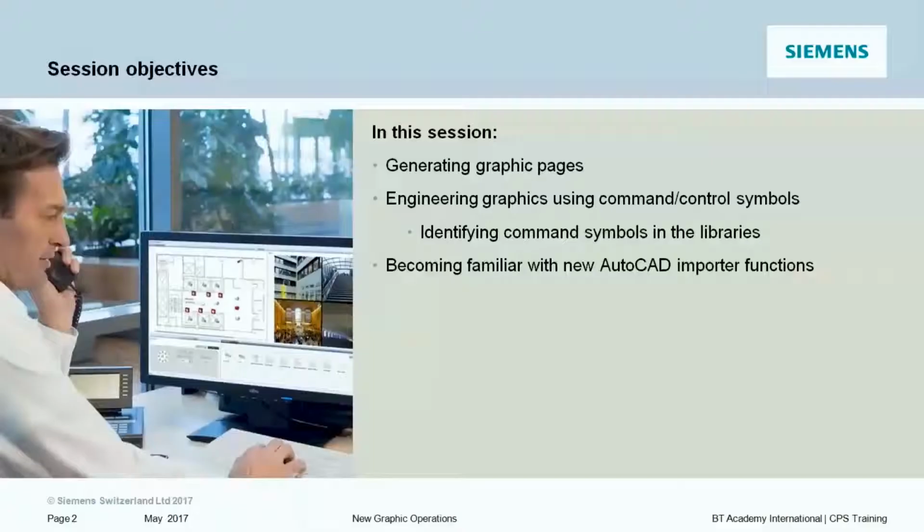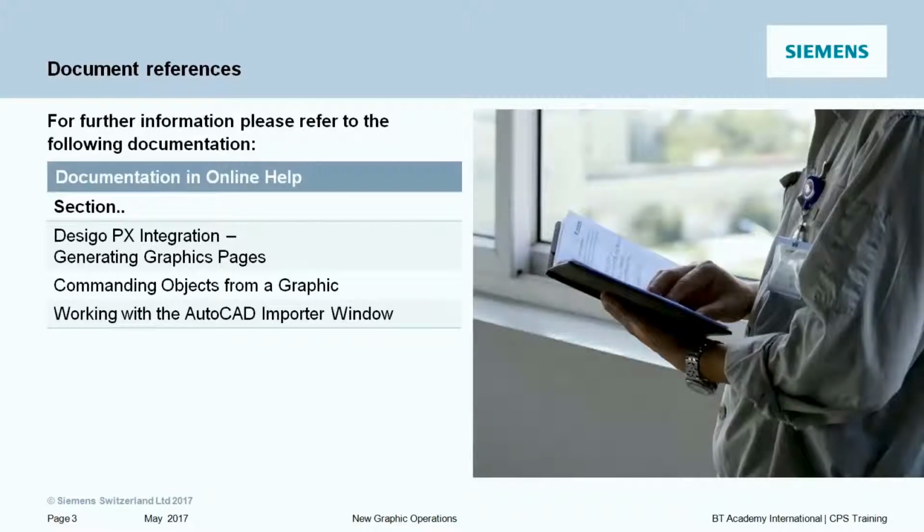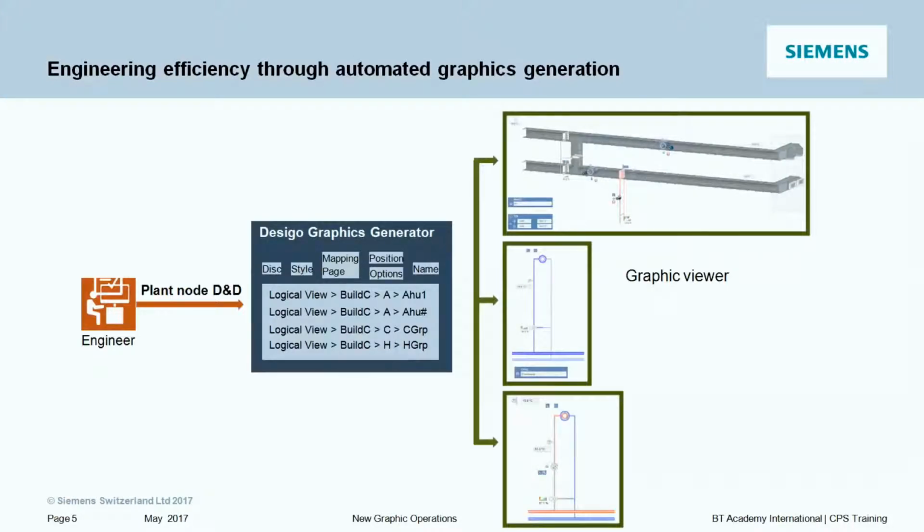Okay, let's get into the topic, see what we're looking at. I'm going to show you some information in the online help anyway, but let's have a look first at the Desigo PX graphics generator. So what we have now is this ability to take our structured programs from the PX system, plants, partial plants, this type of thing, and use a conversion tool to convert this information into graphic pages. That's what I'm showing here.